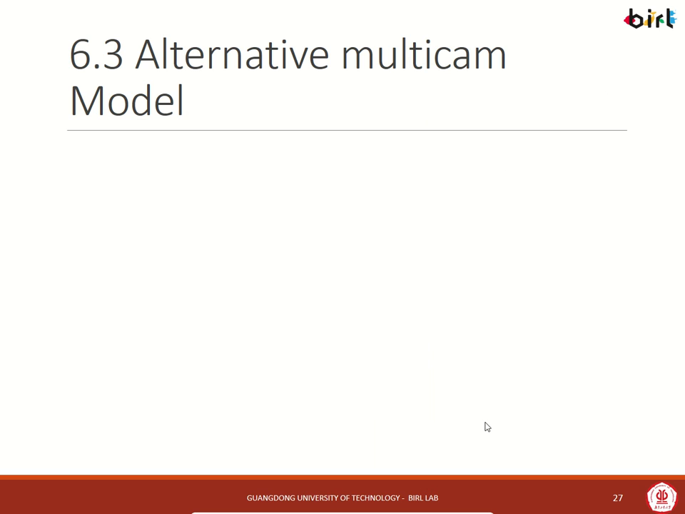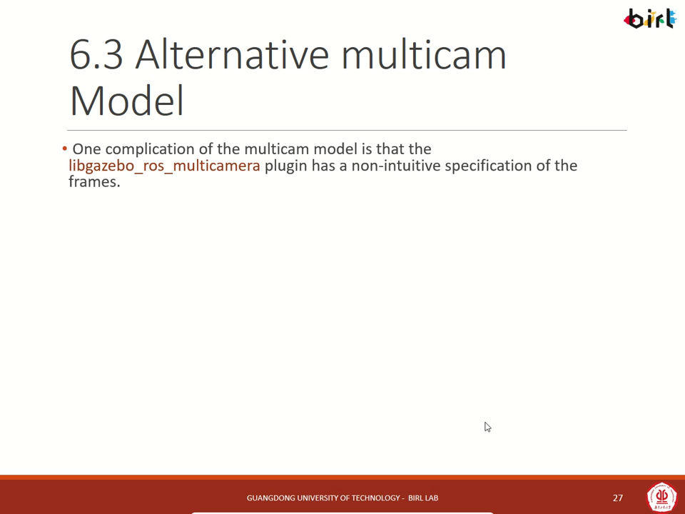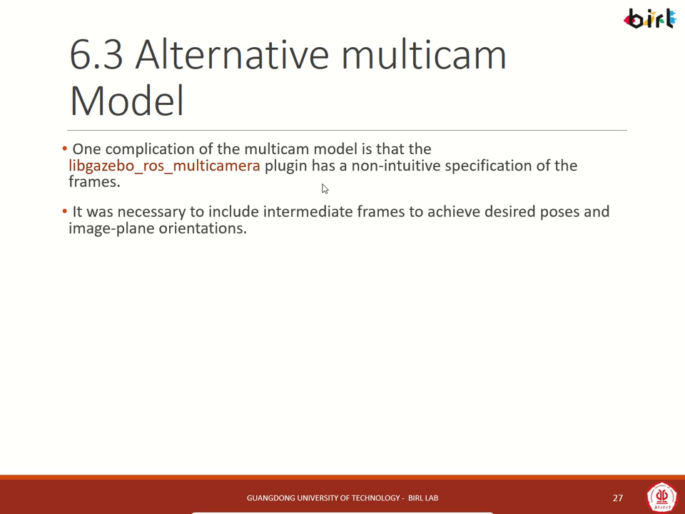Baseline distance. Guys, there's another thing that Professor Wyatt Newman created here. He calls it an alternative multicam model. This one was done to overcome the problem of the frames that I described earlier. Here it says, one complication of the multicam model is that the libgazebo ROS multi-camera plugin has a non-intuitive specification of the frames. It was necessary to include intermediate frames to achieve desired poses and image orientations.